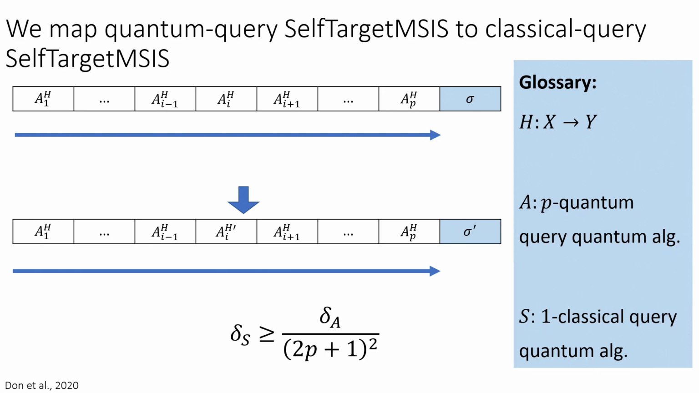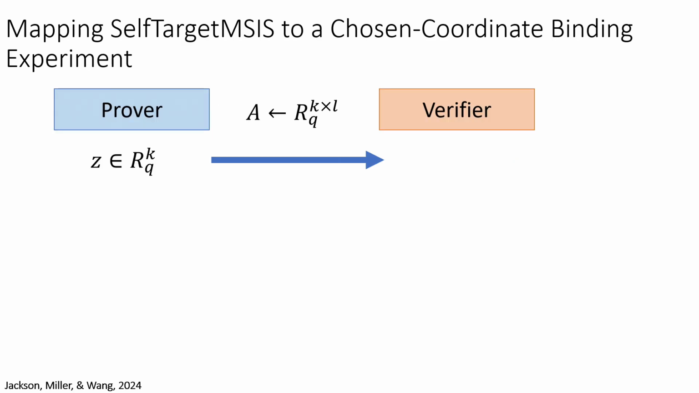So specifically, the first step of our proof is to apply this result and verify that if there exists any P quantum query quantum algorithm that attacks self-target MSIS with success probability like delta A, then it implies the existence of a one classical query quantum algorithm that attacks self-target MSIS with a success probability greater than or equal to delta A over (2P plus 1) squared.